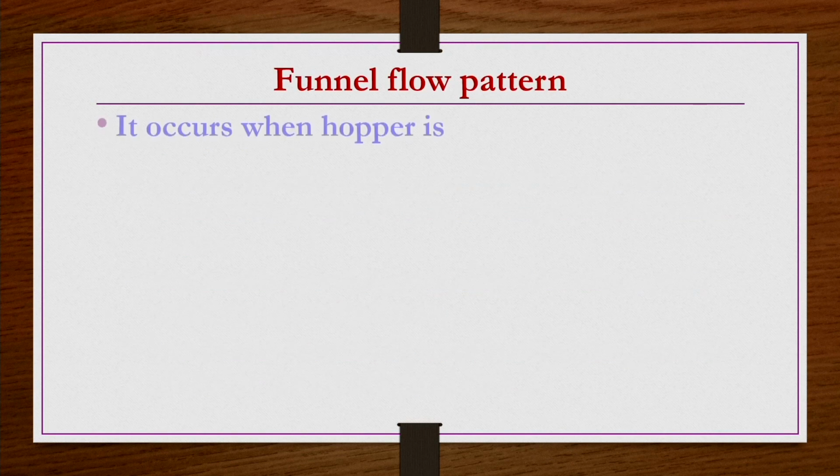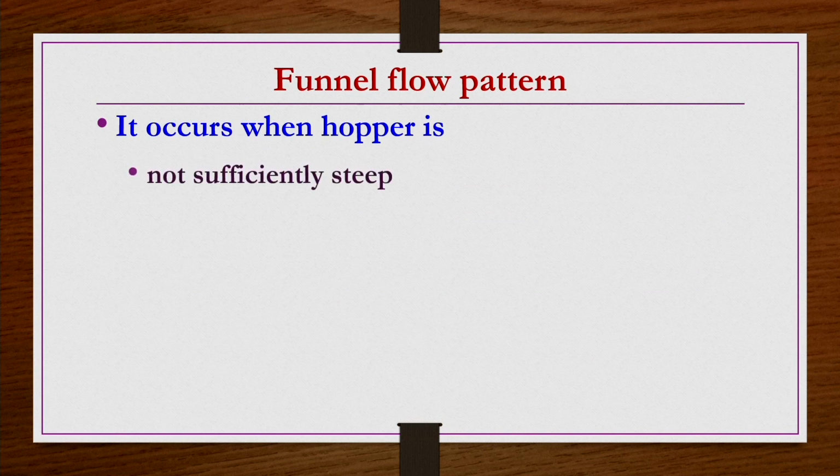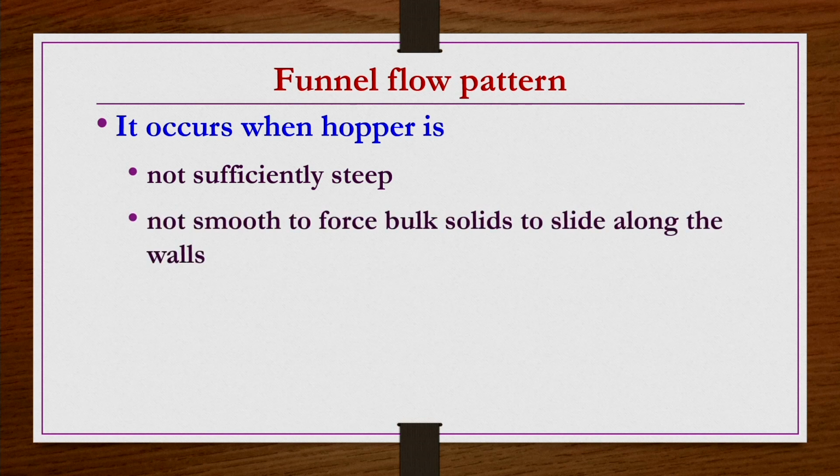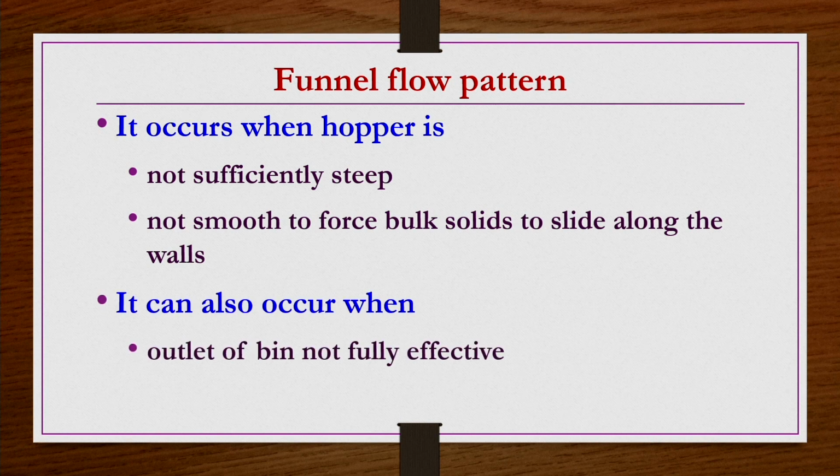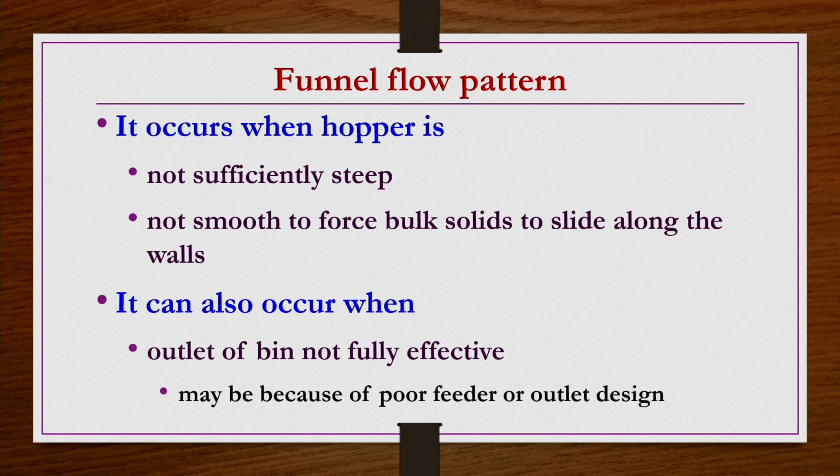Then the next one is the funnel flow pattern. It occurs when the hopper is not sufficiently steep or the wall surface of the container is not smooth enough to force bulk solids to slide along the walls. It can also occur in other conditions where the outlet of the bin is not fully effective, maybe because of poor design of the feeder or outlet. Then also it is possible that you may have the funnel flow pattern. So, what is funnel flow pattern?